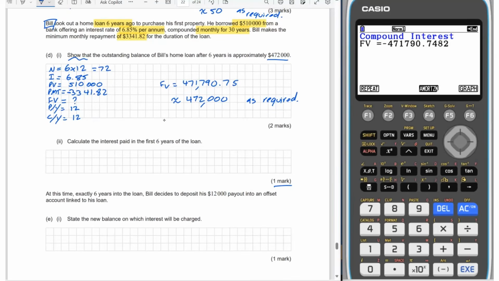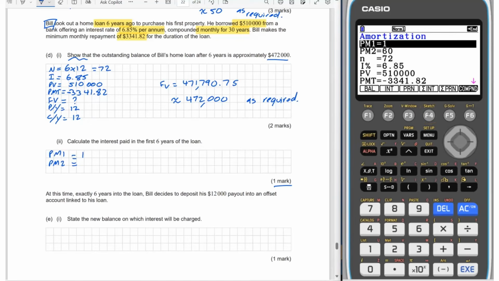Again, it's only 1 mark, small amount of space. So PM1 is what we have to enter, and PM2. So we're starting off right at the start. So we press amortization back on our calculator, which is F4. And we're going to go from 1 to 72, which is PM2.